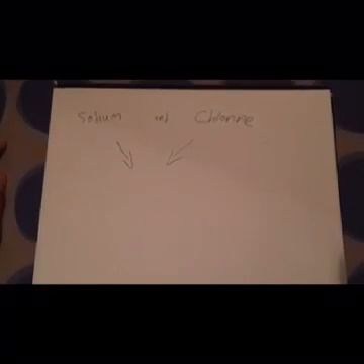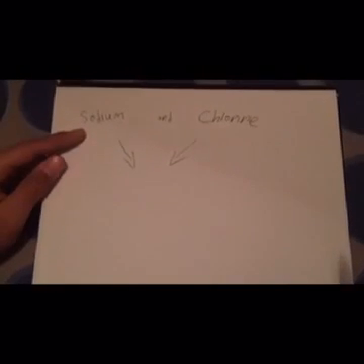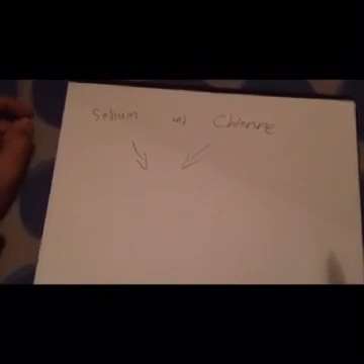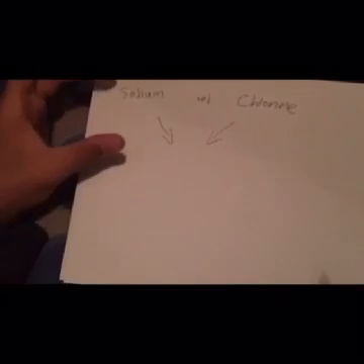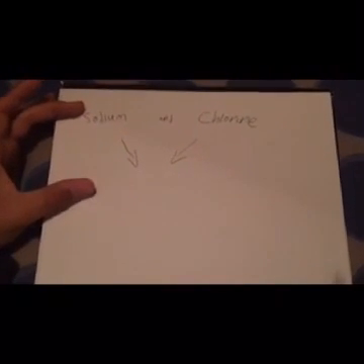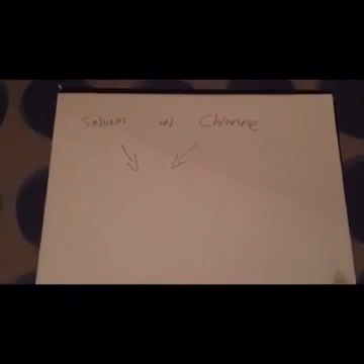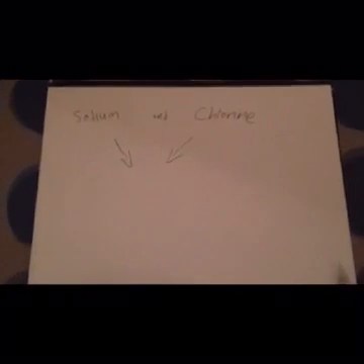Now let's get into these demonstrations. Sodium and chlorine. Sodium has one valence electron. Chlorine has 7 valence electrons. Now, these are combining ionically because it is a metal and a nonmetal. But when they combine, there's an explosion.